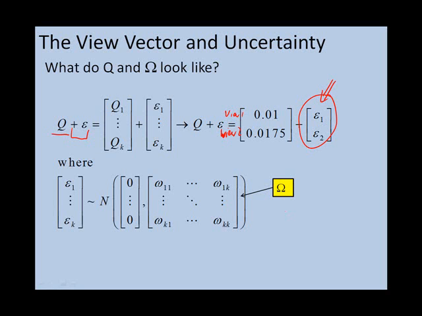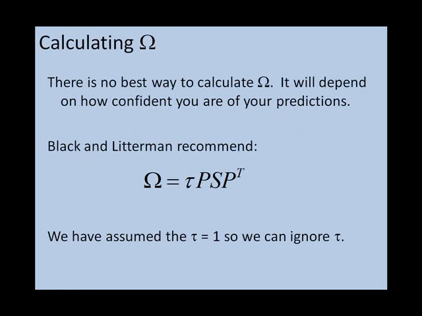A question that both Black and Litterman have struggled with, and indeed practitioners struggle with, is how do you calculate omega? How do you get a measure of the uncertainty? There is no best way to calculate omega. It really does depend on how confident you are of your predictions. And you can adjust omega to reflect your confidence.